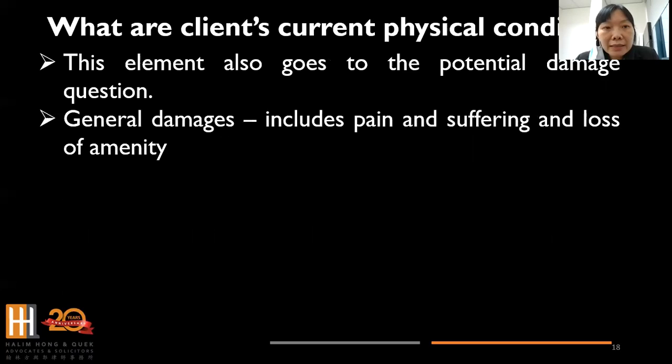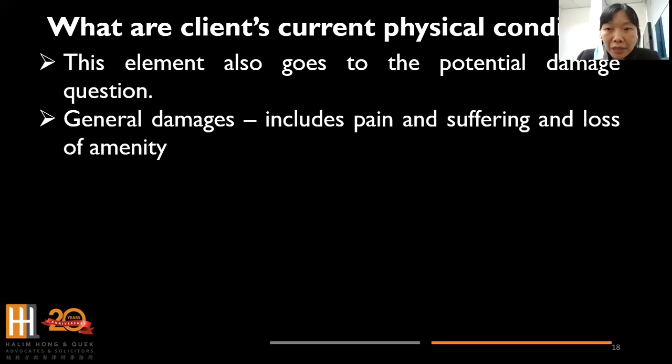Okay, next slide. The client's current physical condition. This also goes to the extent of the potential damage. Will it be permanent, or will it take about 1 year or 2 years to recover? So these are the conditions, because this will enable you to determine whether you are eligible to claim for general damages. General damages will normally include pain and suffering, right? And also loss of amenity.